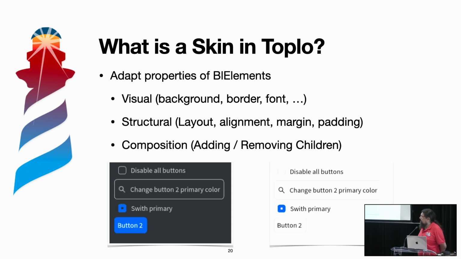One of the components that we have in Toplo that is enriching Bloc is the skins. Basically, the skins are a tool to adapt the properties of the Bloc element, not only the visual part, which is the easy one, because we can handle the background, the border, the font, all the visual elements of a Bloc element, but also the layout, because we want to handle how they are aligned, if they are centered, on top or bottom, if the image of a button is on top, on the bottom, on the left, or on the right, and also the composition, how the different elements are composed.